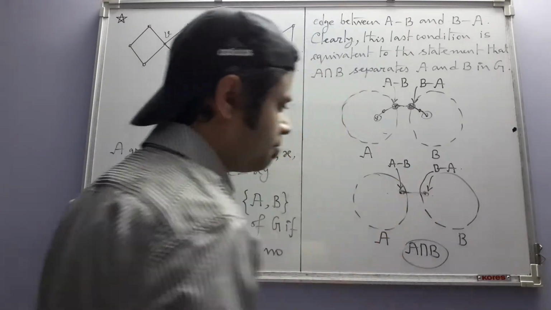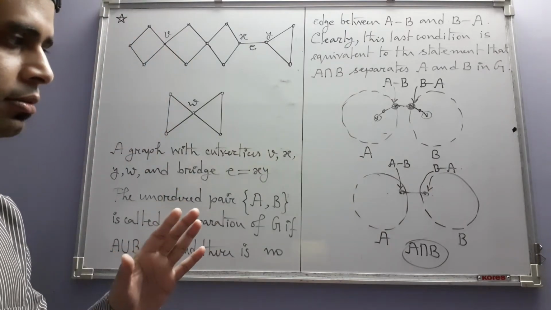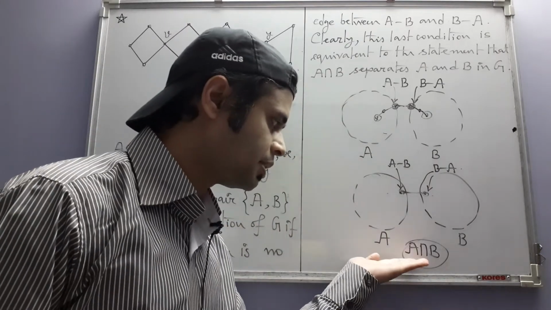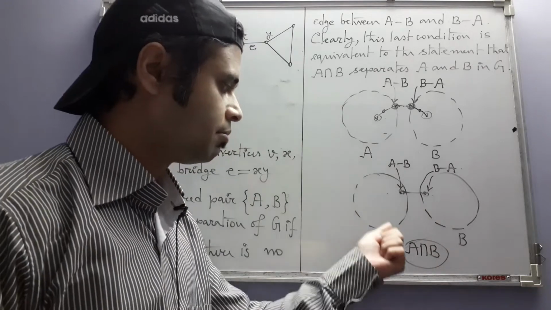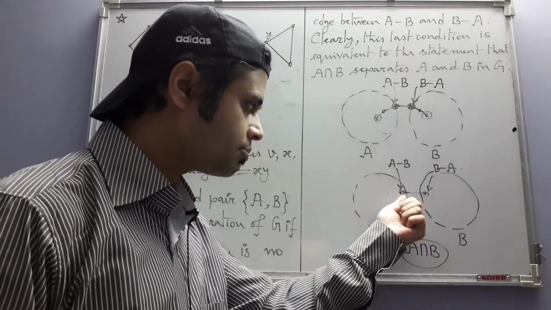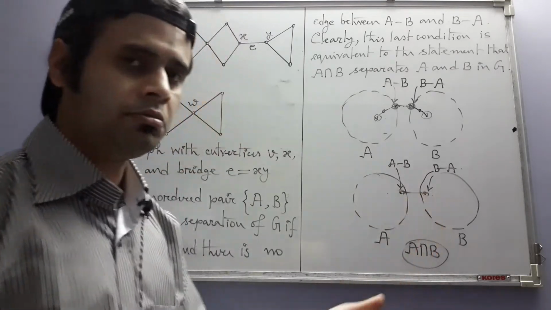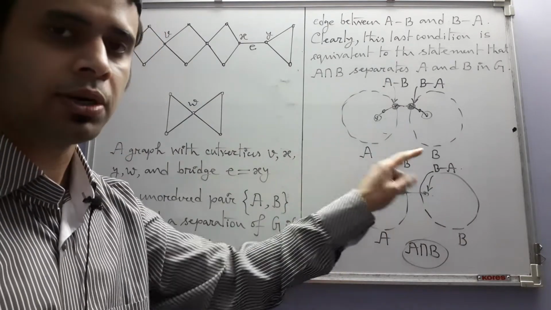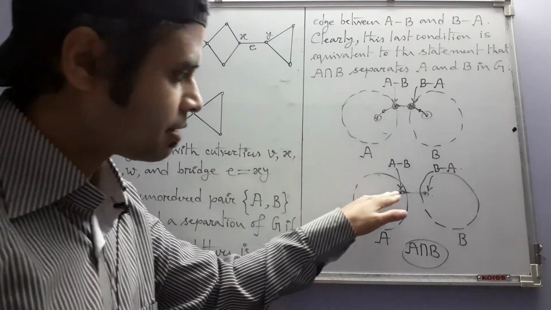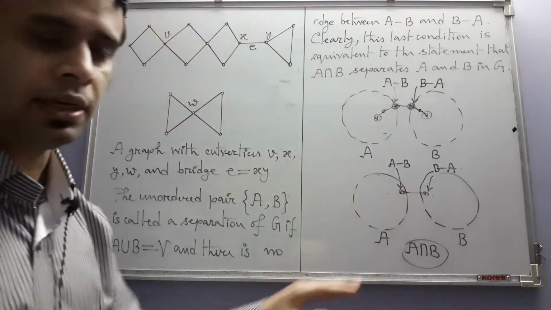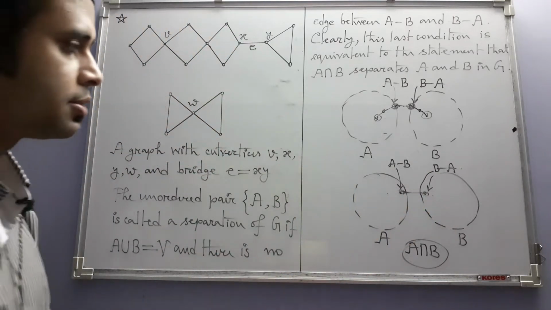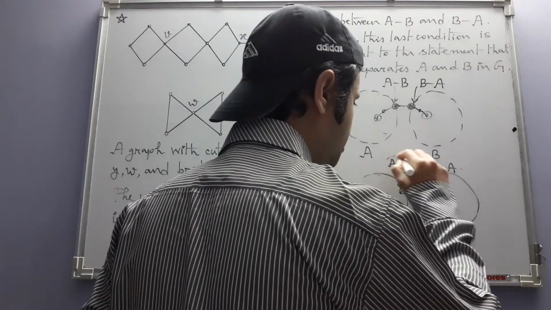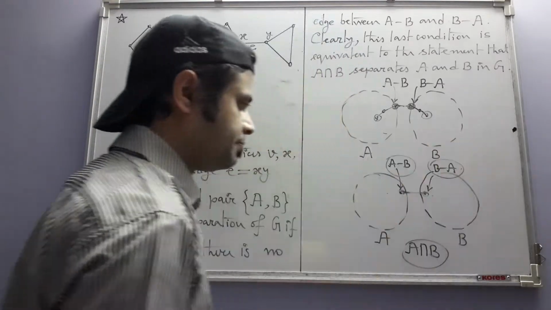So this AB path should contain, according to our hypothesis, something from A intersection B. But that something should be either this one or this one, which is not possible because this one belongs to A only and this one belongs to B only. So our supposition that there is one such edge is wrong, and hence there can be no edge between A minus B and B minus A.